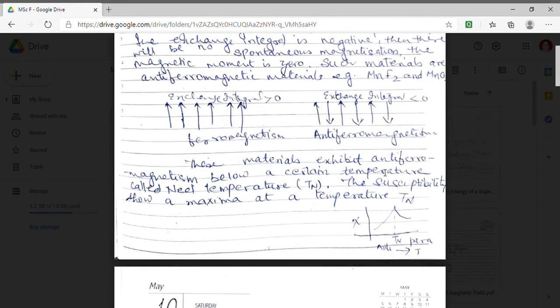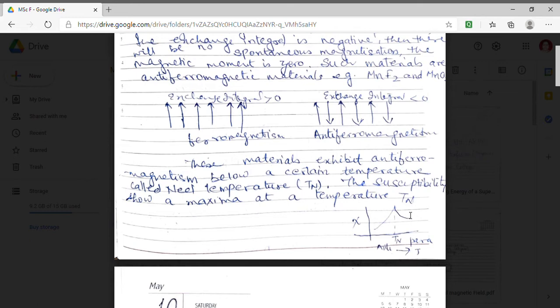Here I have plotted a graph between susceptibility and temperature. We can see clearly that if we increase temperature, susceptibility rises with temperature and it is maximum at a certain point which is termed as Néel temperature. After this Néel temperature, the susceptibility decreases. Néel temperature is denoted by Tn. Néel was a scientist after whom it is named.